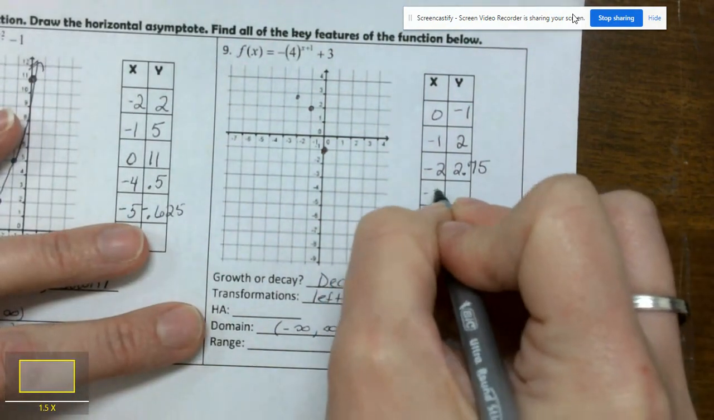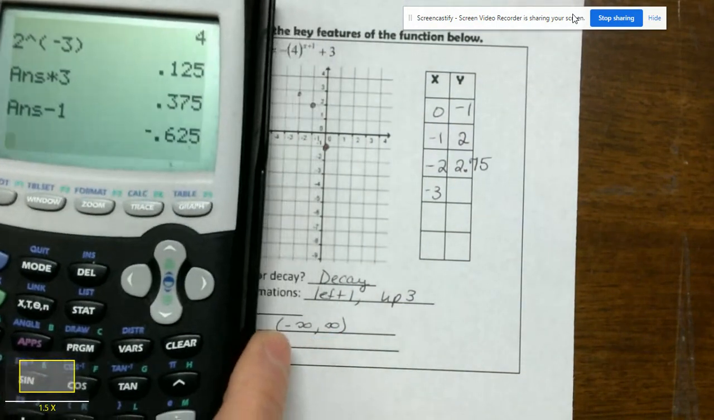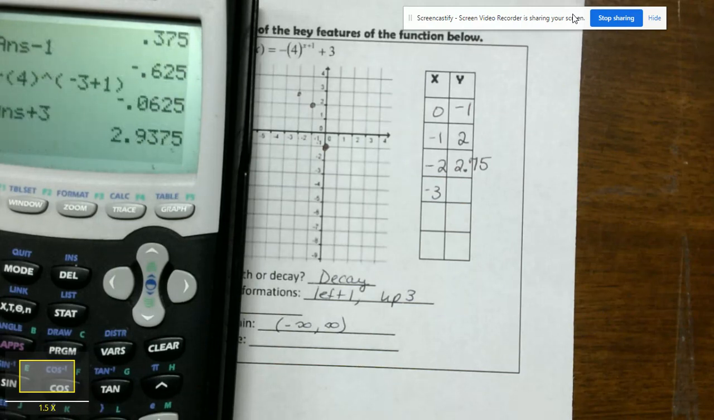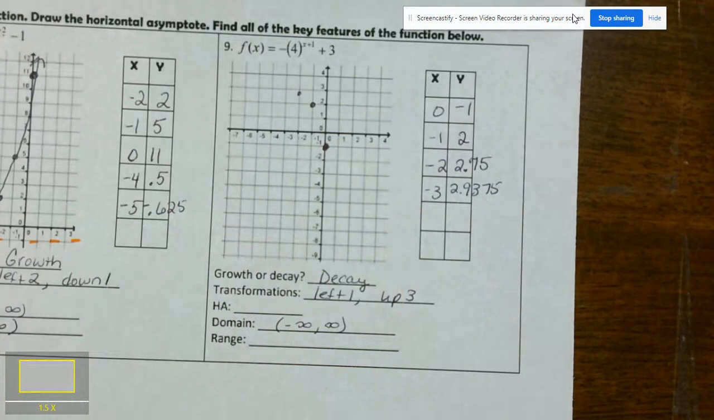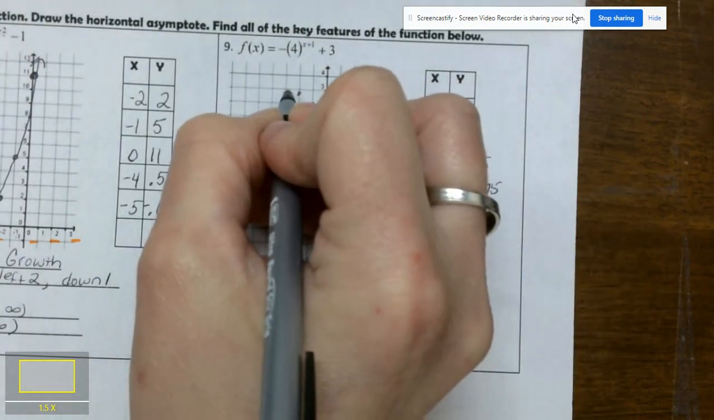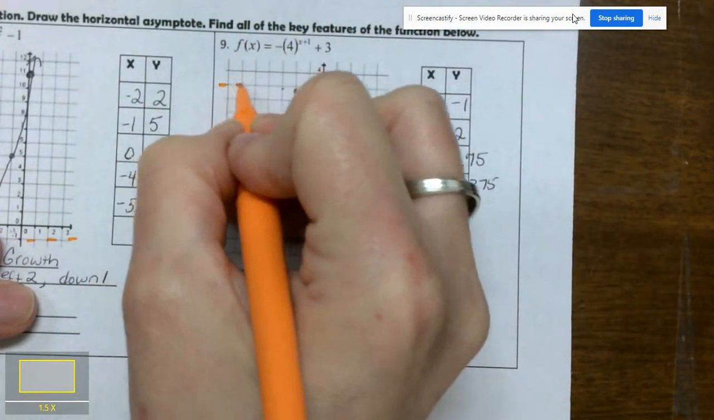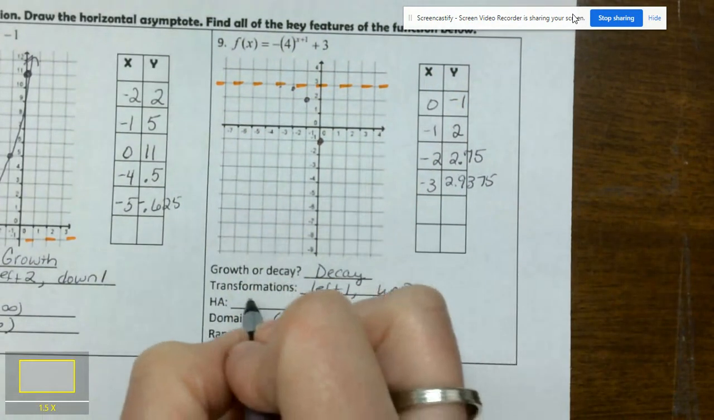Okay, what if we put in -3? I'm going to show you guys how you can do this on your calculator, so you don't have to do it in your head. I would do negative, and then 4 raised to the power of -3 plus 1. You can get that, and then add 3 to it. So we get 2.9375 for that one. Okay, so we're just getting closer and closer to this asymptote of y equals 3. So this is our asymptote this time, y equals 3.